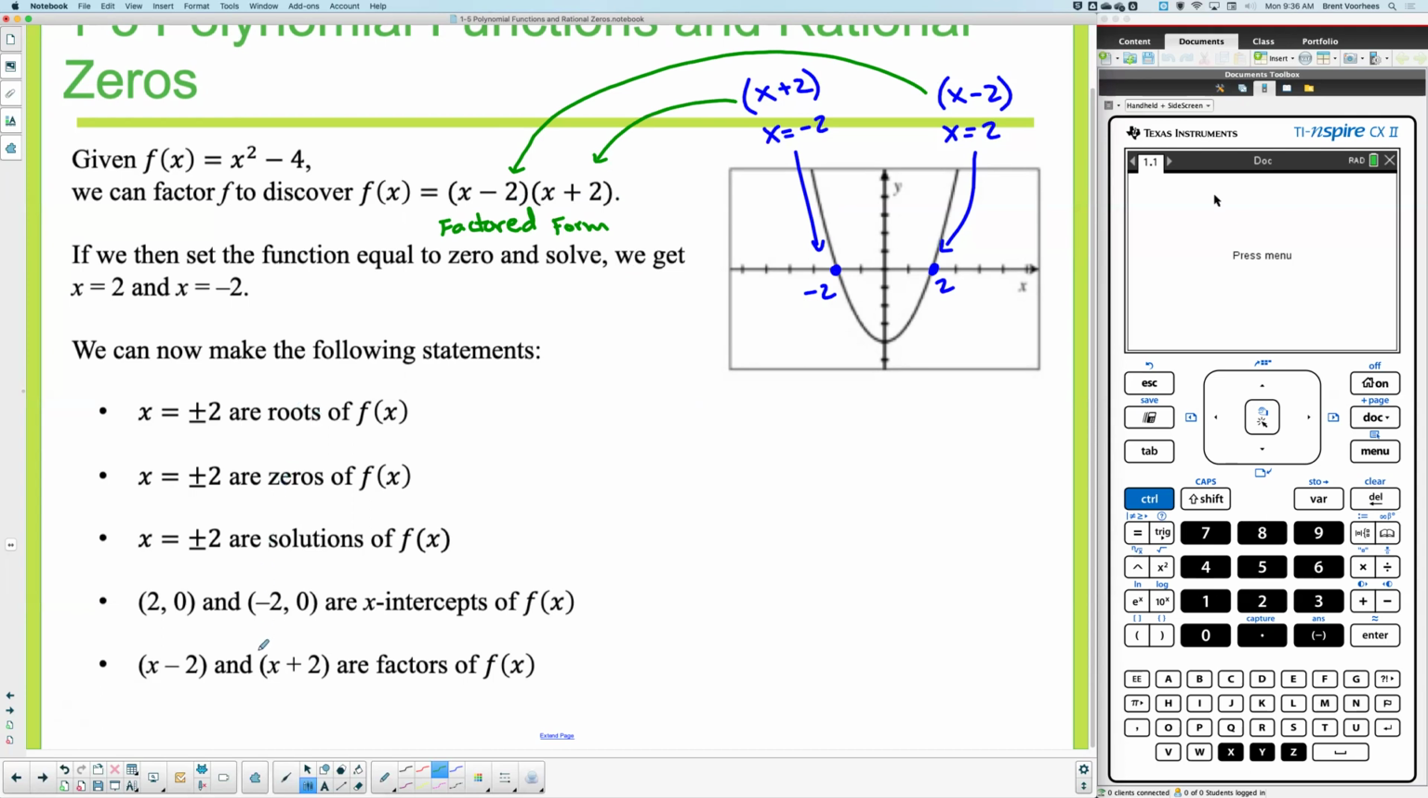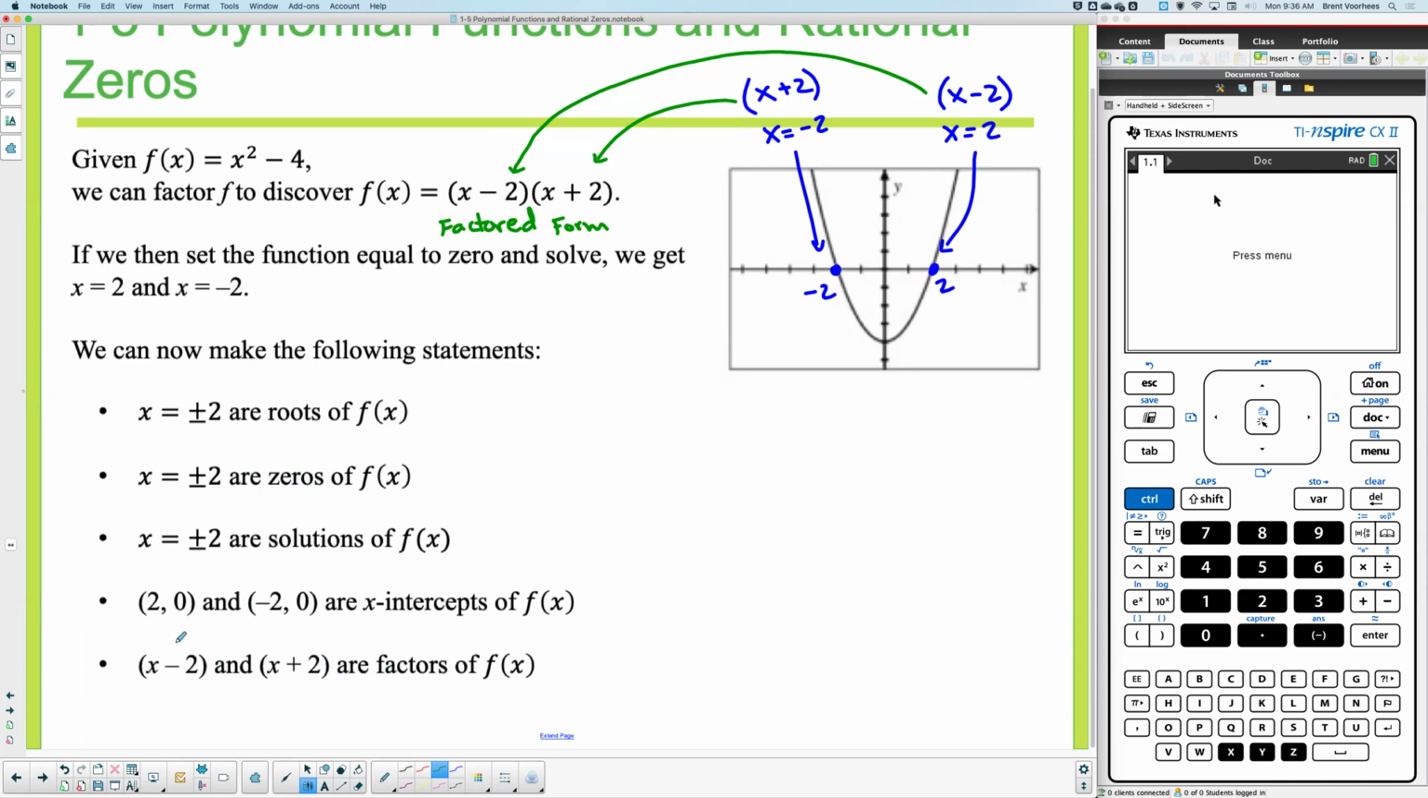Now, from the previous slide, these are all the different words you could hear teachers say. You could say -2 and 2 are roots. You could say these are zeros. That's the word I used to start the problem. I said, where are my zeros? You could call them solutions. You could say they're x-intercepts. And finally, what we're going to be saying today is x minus 2 and x plus 2 are factors. All of these mean one and the same thing. It's just different ways you can say it. Okay, so that's a visual to show you what we're going through today.